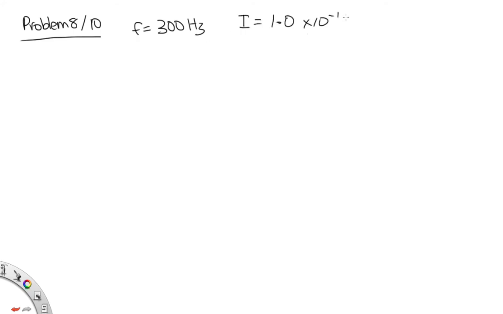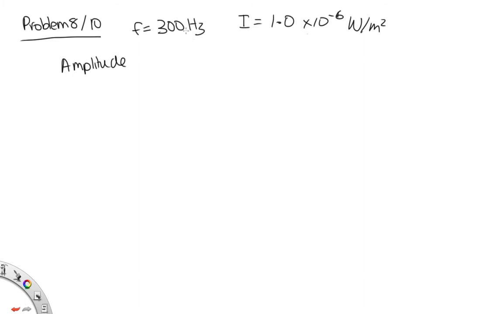Problem 8 for 1121 or 10 for 1131. In this one, we have a note with a frequency of 300 Hertz and an intensity of 1.0 microwatts per meter squared. And we're asked what's the amplitude of the vibrations in the air particles.